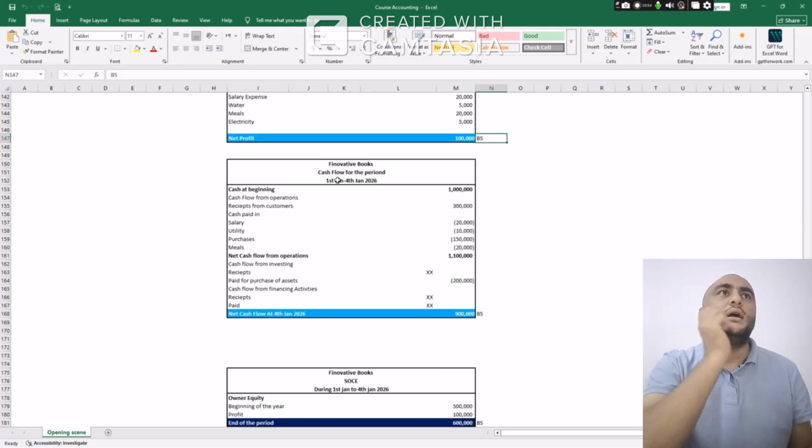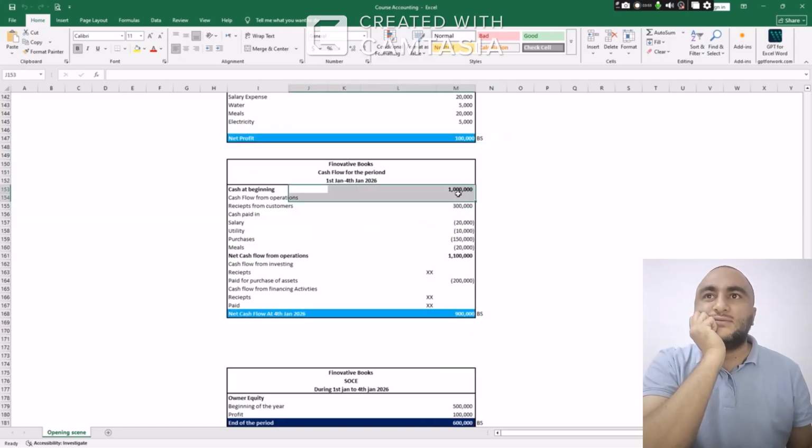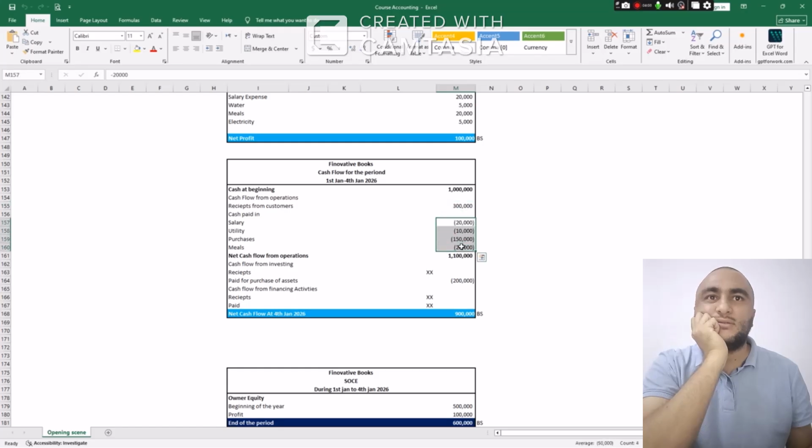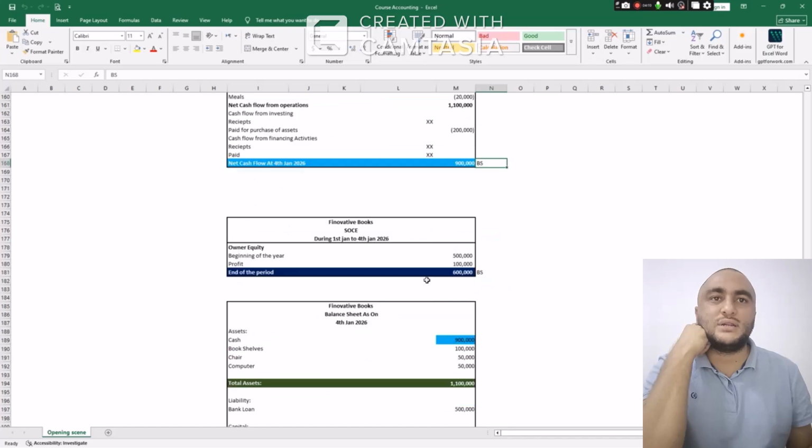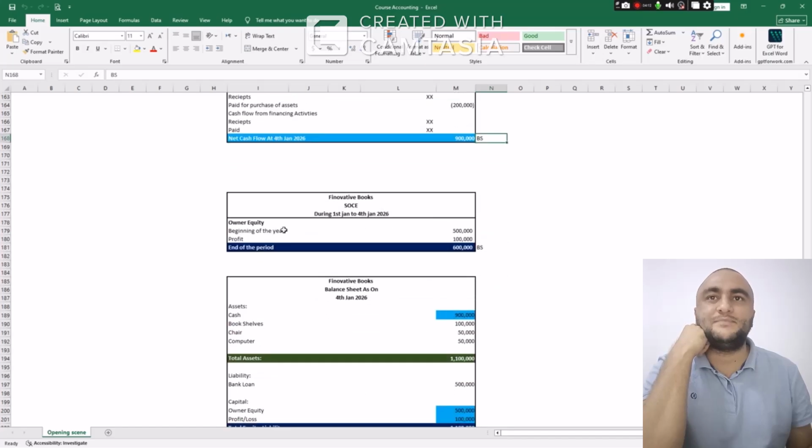And the cash flow, at the beginning, was this. Cash comes from customers, 300,000. We spent all this, so 1.1 million, and 200,000 we spent on assets, as you know. So our cash flow at the end of the period is 900,000, which will go into the balance sheet again.